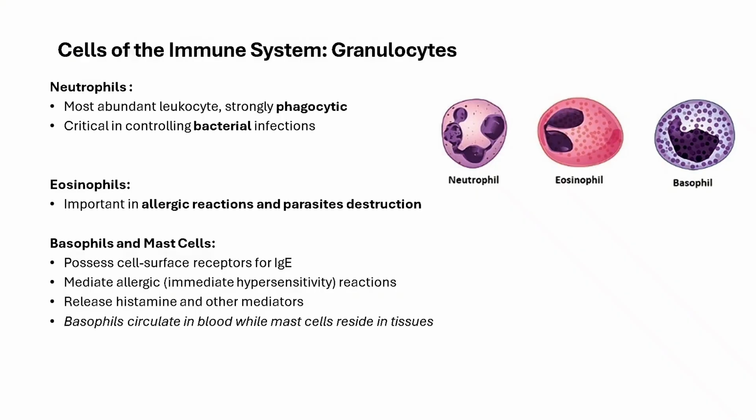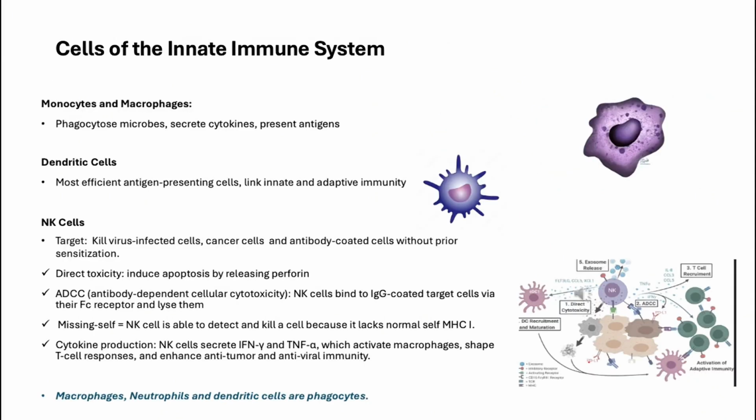We also have basophils and mast cells. So they're called basophils when they circulate in the blood, and they're called mast cells when they enter tissue. They play a crucial role in allergic reaction because they release histamine and other inflammatory mediators, and they contain receptors for IgE antibodies. Lymphocytes and monocytes are considered agranulocytes because they lack cytoplasmic granules. We'll talk about lymphocytes later on during this lecture.